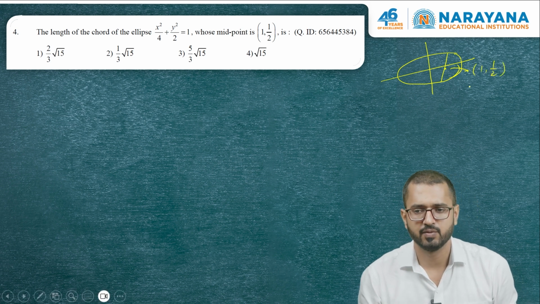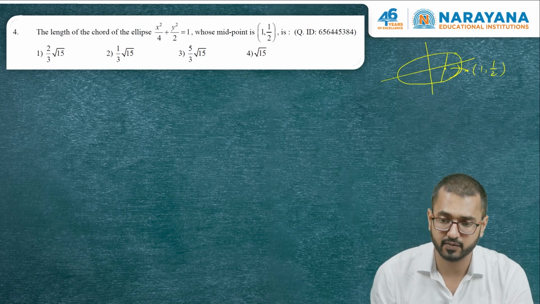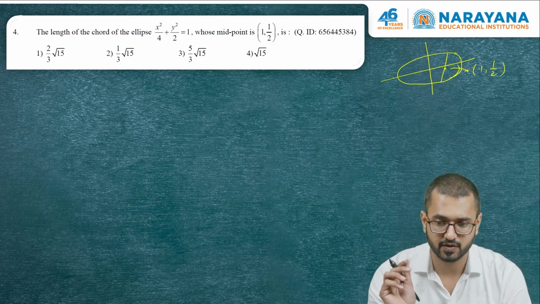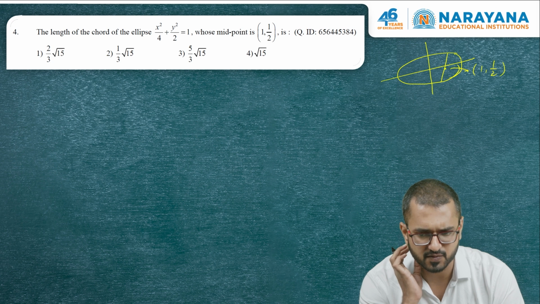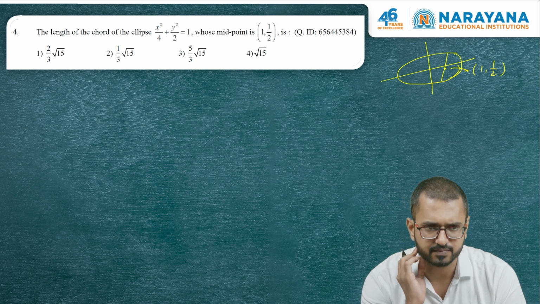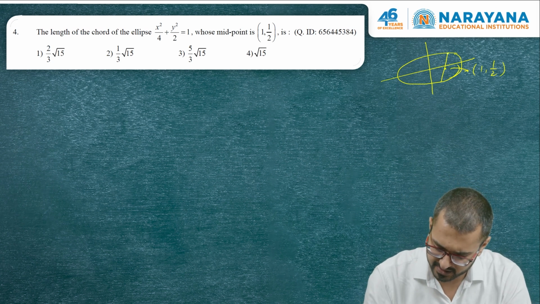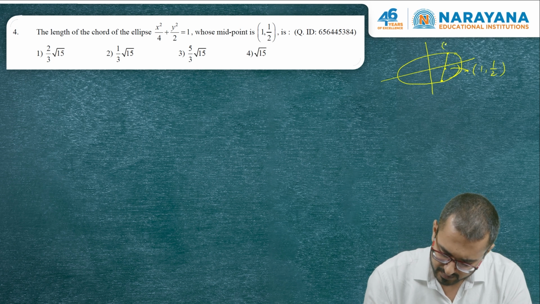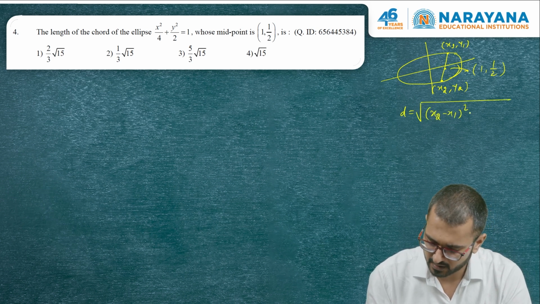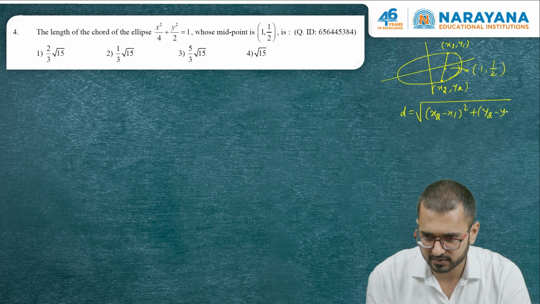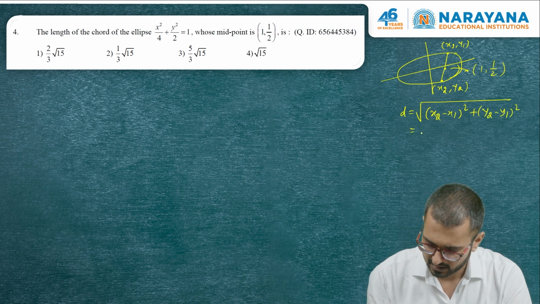So simple idea would be what? We can get the equation of the chord first, and then equation of chord we'll solve with ellipse. We get the points, and then by distance formula we can get the distance. Okay, distance between these 2 points basically. So say this is my point x1, y1. This is my point x2, y2. I want distance. So distance will become x2 minus x1 square plus y2 minus y1 square.